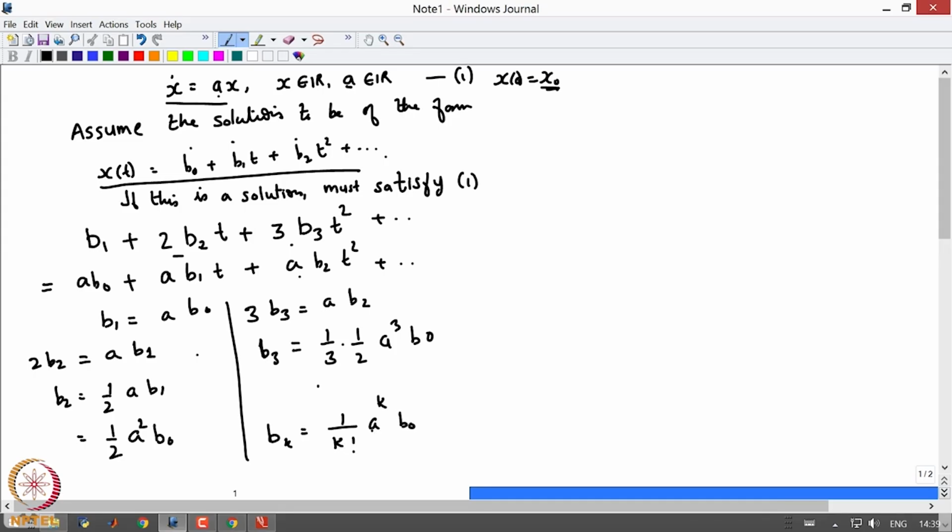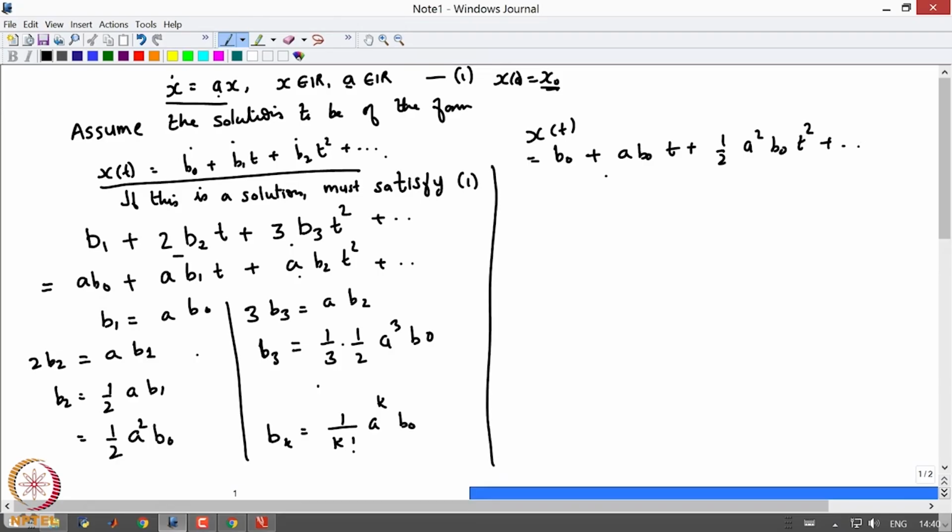So, I have the solution now in the following terms. x of t is, I have everything in terms of b naught plus b1 t, where b1 is a b naught, plus b2 times t square, where b2 is half a square b naught, and so on. Now, I have the solution written down in terms of a, which is given to me, and b naught.